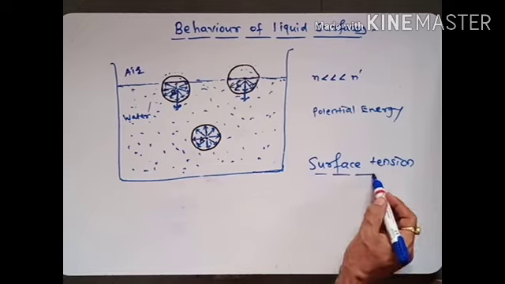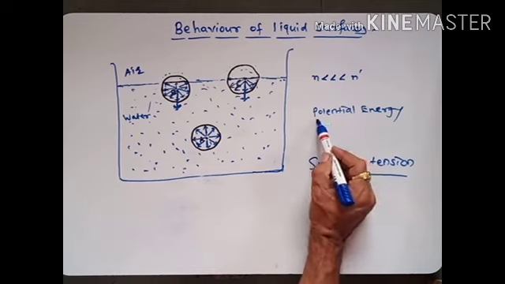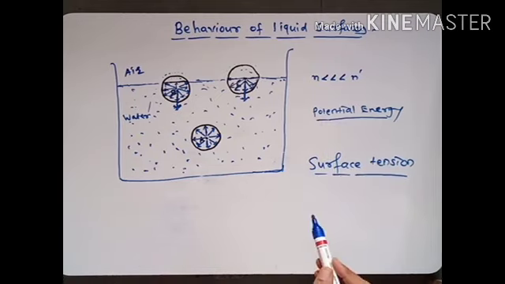Any liquid surface has a tendency to minimize its surface area, that means to decrease the potential energy. That means any liquid surface is always under tension, and that tension we call surface tension. I hope you all understand this. That is what is meant by surface tension.